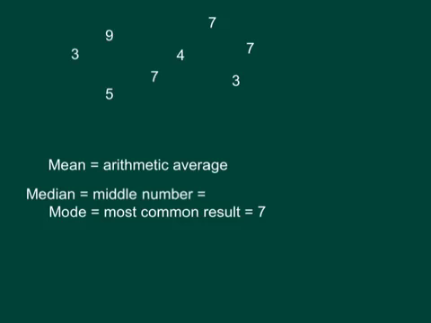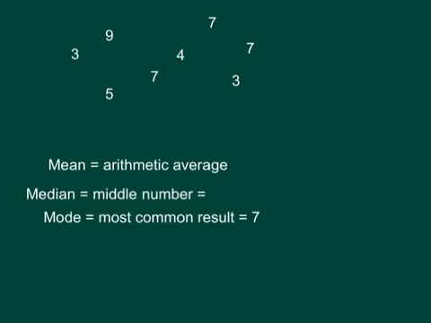Yes, it's 7, because the number 7 in my set of data occurs 3 times, and there's nothing else that occurs that many times. If there was another number that occurred 3 times as well, there would be 2 modes. So if there was another 3, there would be three 3s up there. That would mean that the mode is 3 and 7.